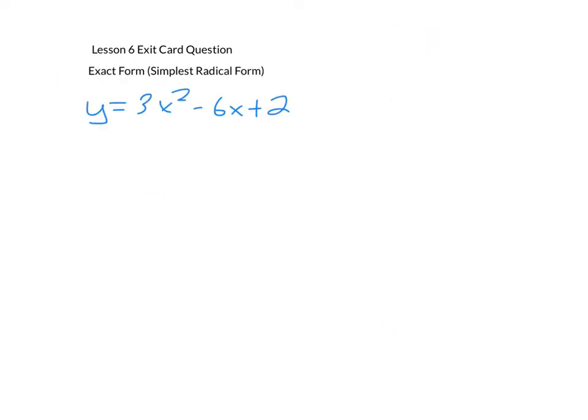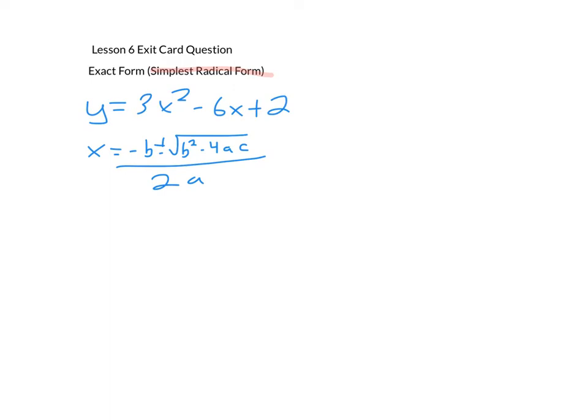So for our example of determining exact form, we're going to use the equation y equals 3x squared minus 6x plus 2. Paying notice to the fact that your textbook refers to exact form as simplest radical form. So you have to be prepared to run into both types of questions. I could ask you determine the exact form solution or determine the solution in simplest radical form.